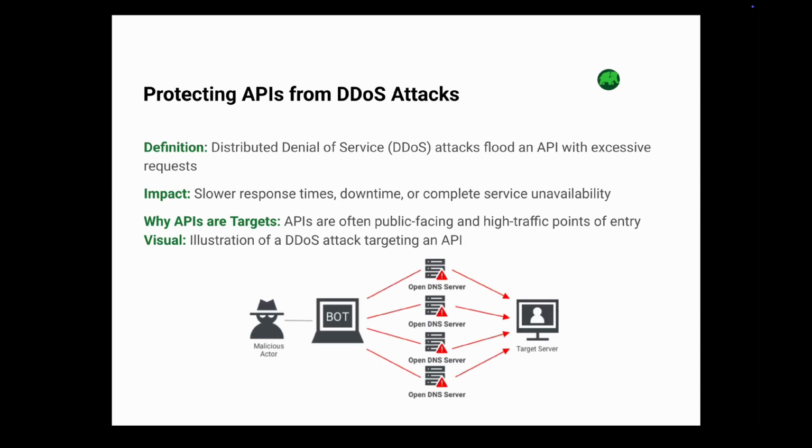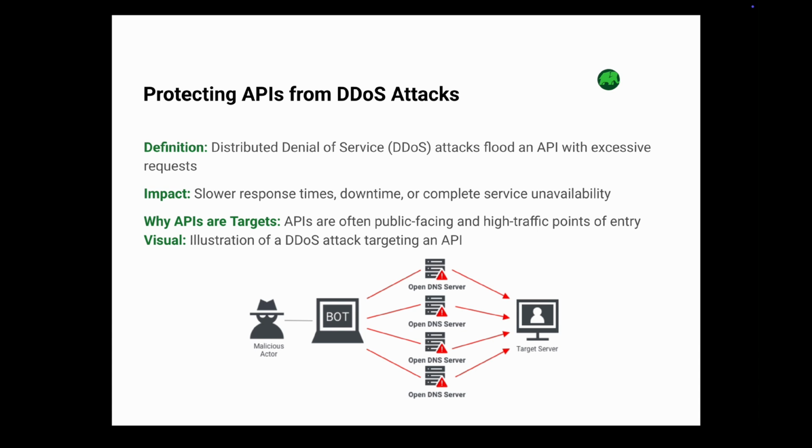Now that we've set our learning goal, let us talk about the very thing we are protecting our APIs from: DDoS attacks. What exactly is a distributed denial of service, DDoS, attack? Picture a highway jammed with cars. A DDoS attack floods your API with so many requests that legitimate users can't get through. This causes slow response times, downtime, or even a complete shutdown of your API. APIs are often public facing and attract a lot of traffic, making them prime targets for these attacks.